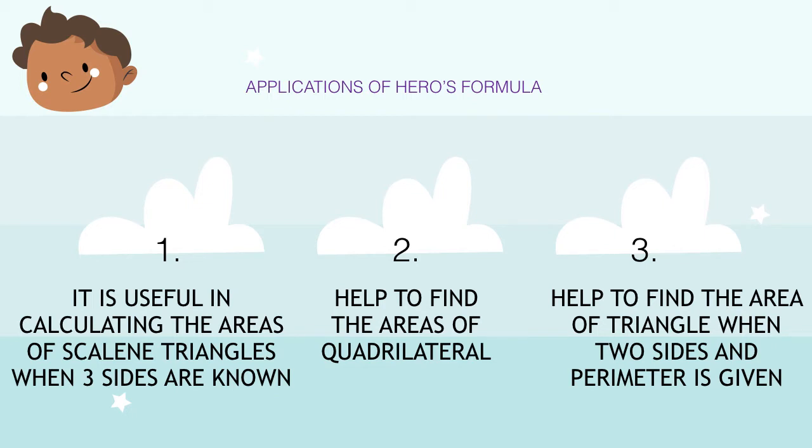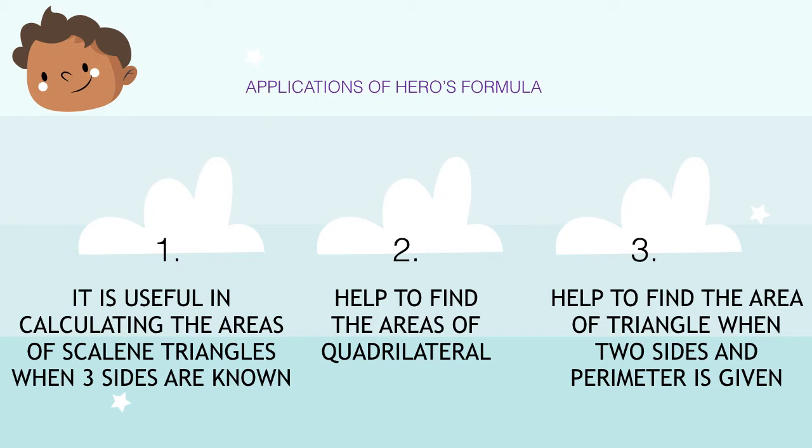Now, second point, why do we need it? To find the areas of quadrilaterals. When you are given a quadrilateral and you join the opposite edges, that is, you draw a diagonal on the quadrilateral, then you will see the quadrilateral is divided into two triangular areas. So you can calculate the area of both the triangles and add them. This will give you the area of the whole quadrilateral.